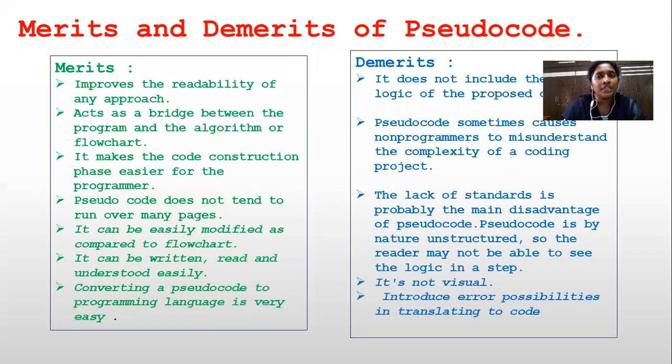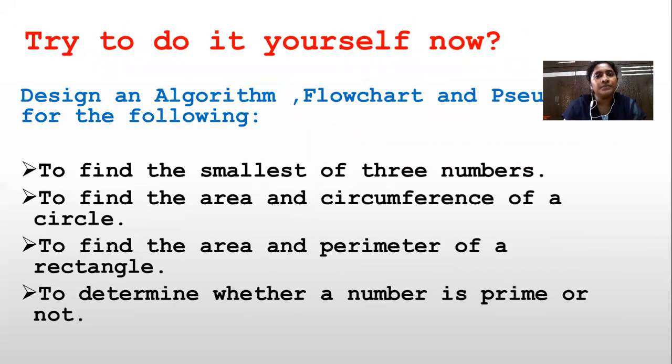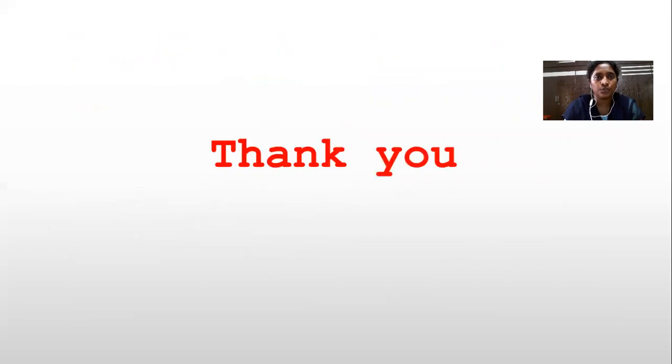So these are the merits and demerits. These are the exercises which we are giving to you: to find the smallest of three numbers, to find the area and circumference of a circle. For all these, you have to write the algorithm, draw the flowchart, and write down the pseudocode.